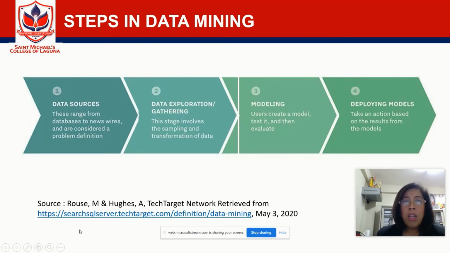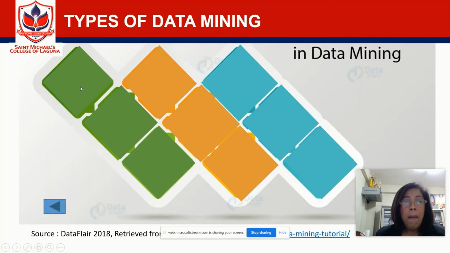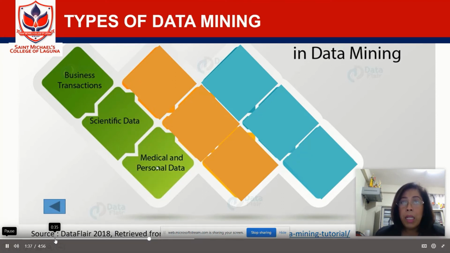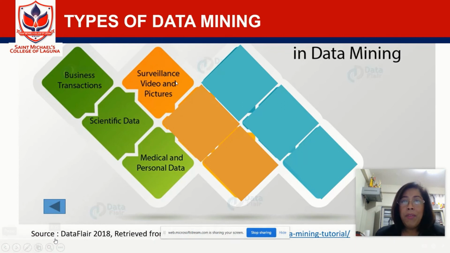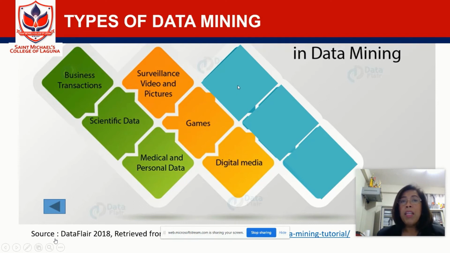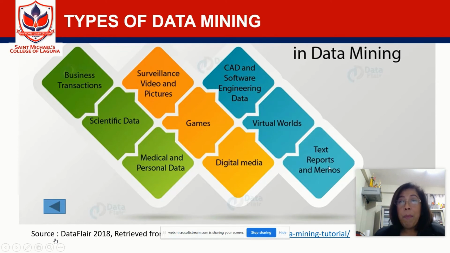In the first stage, we need to establish the problem definition so that we can strategically collect the right data to make a significant prediction. And this data can be coming from various sources like business transactions, scientific data, medical and personal data, surveillance video and pictures, games, digital media, CAD and software engineering data, virtual worlds, text, reports, and memos, and the like.